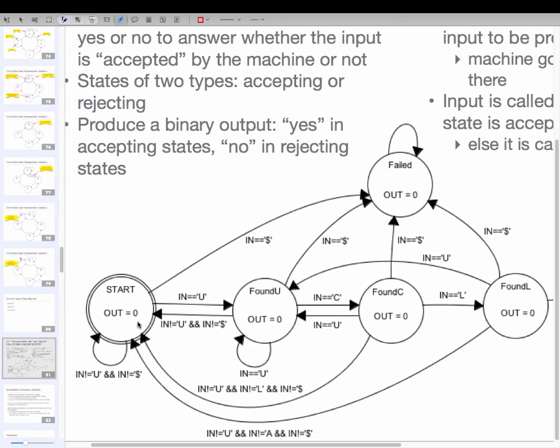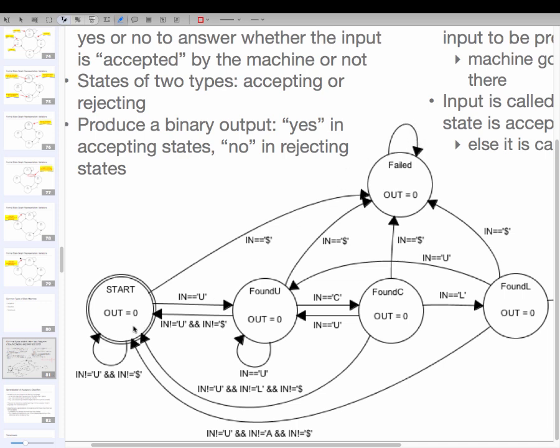Now, as long as... if I get a dollar sign, that means my string has ended, and I have not seen UCLA, so I'm going to go to the failed state. And once I reach the failed state, whatever I get, I'll stay put there. It doesn't really matter. So see, I have left this thing unlabeled, so I'm being lazy. I'm basically saying any character, just stay there.